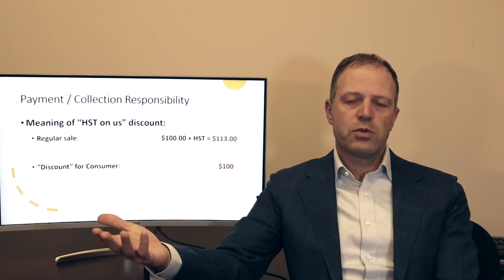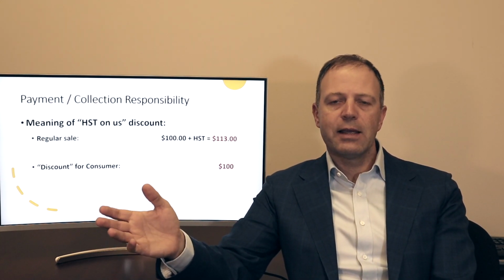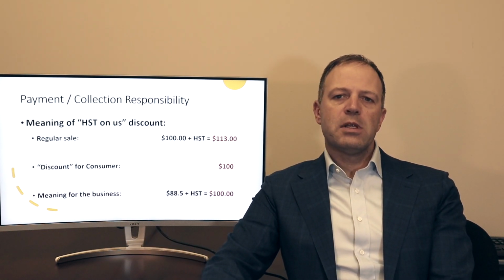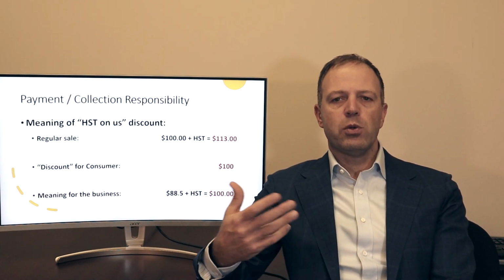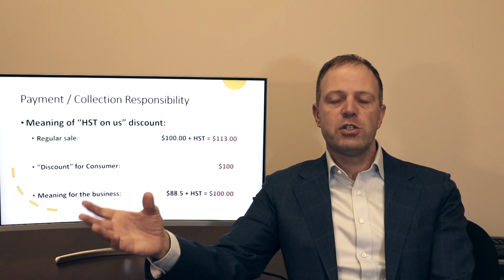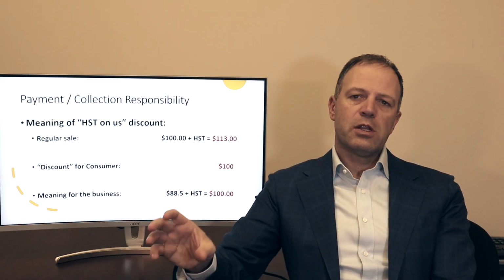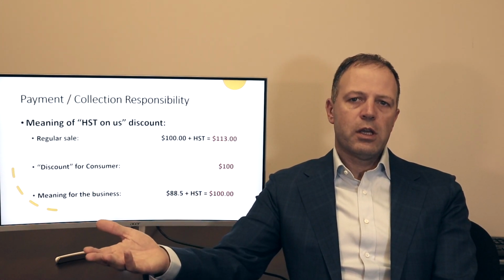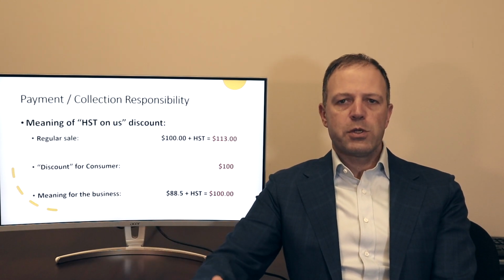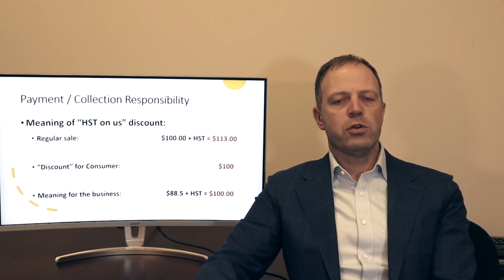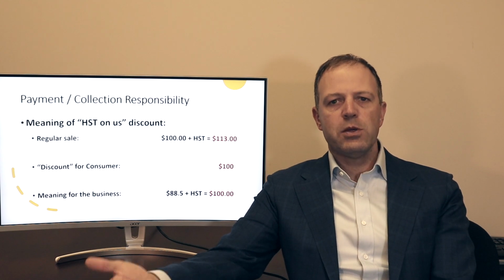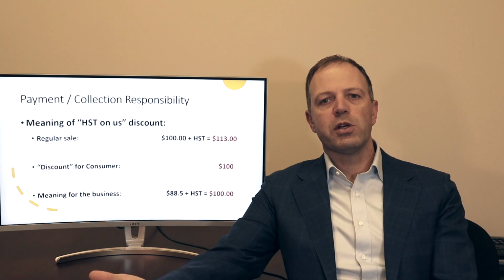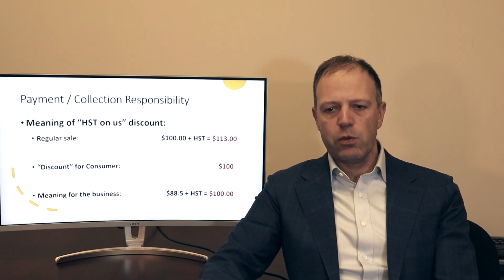And although you think that you saved yourself 13%, this is not exactly the calculation that the government works with, and logic as well. So what it means from the business perspective is that you just sold something that includes 13% of HST for $100, which means the product costs about $88.5, and the price included 13%, which is an additional $11.5 of HST, which means about an 11.5% discount. That is as much as you get when you buy products under HST's on us discount.